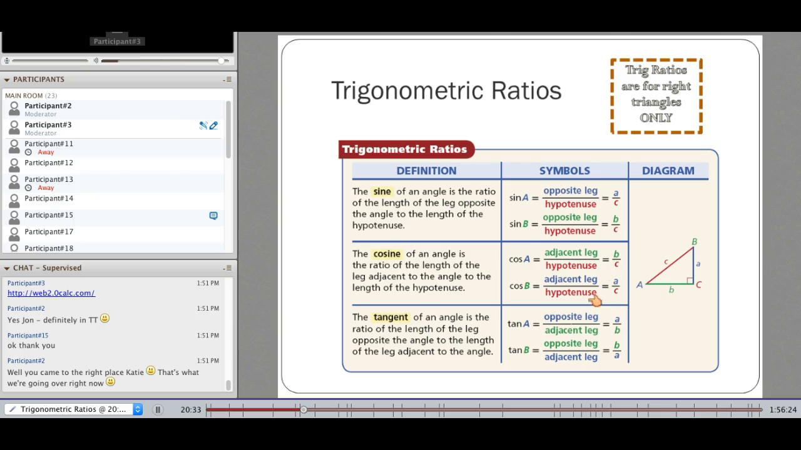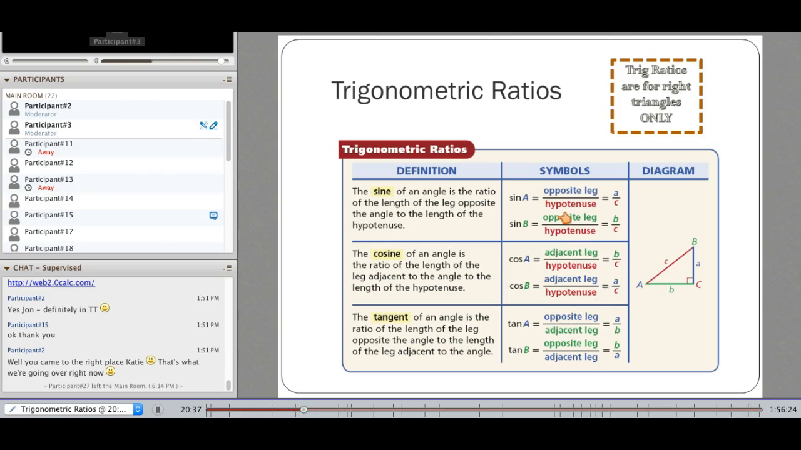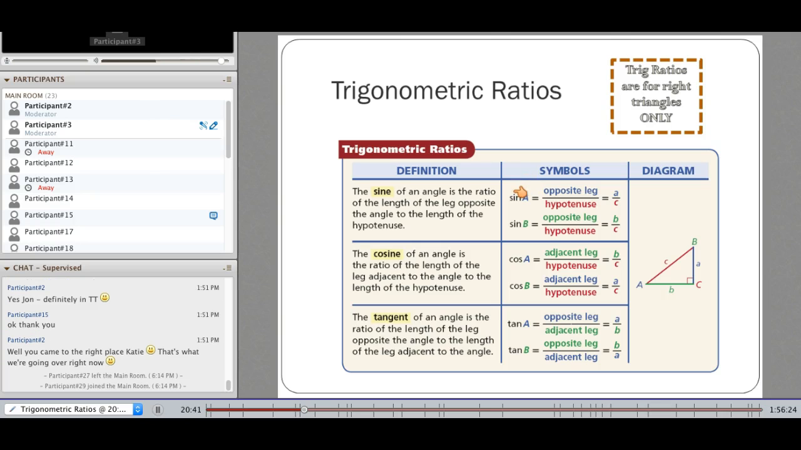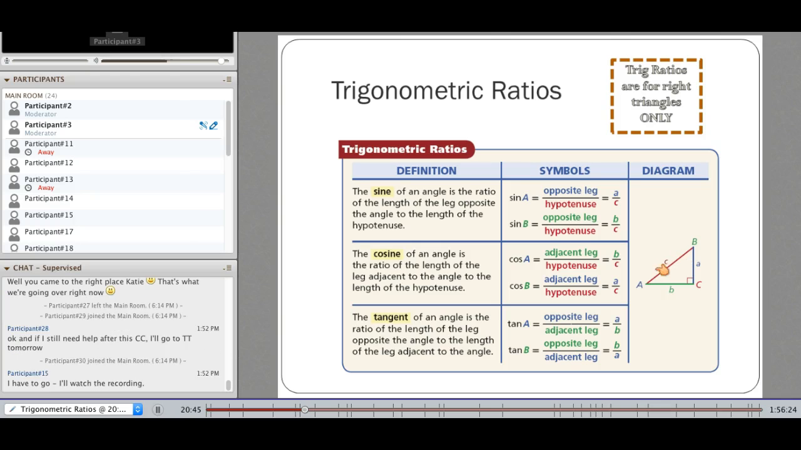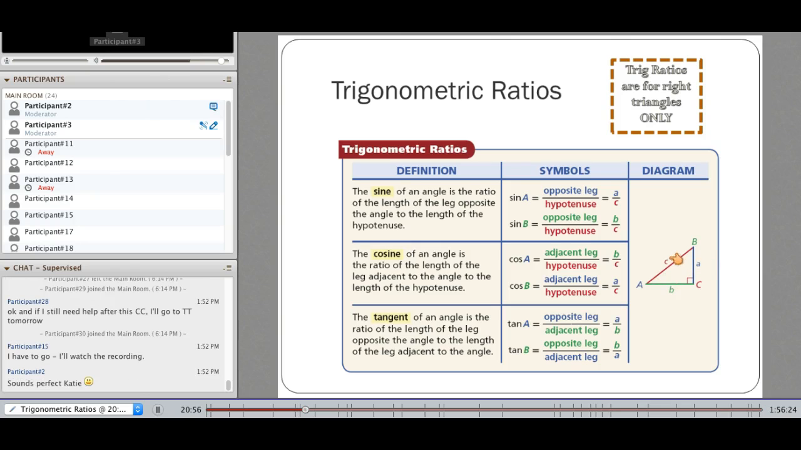Okay, so hopefully you have some recollection of trig ratios, but we're going to go over all this again. Sine of an angle is the ratio of the length of the leg opposite the angle that you're looking at. So let's say we're talking about the sine of angle A. Here's angle A. So we're looking at the ratio of the opposite side over the hypotenuse.